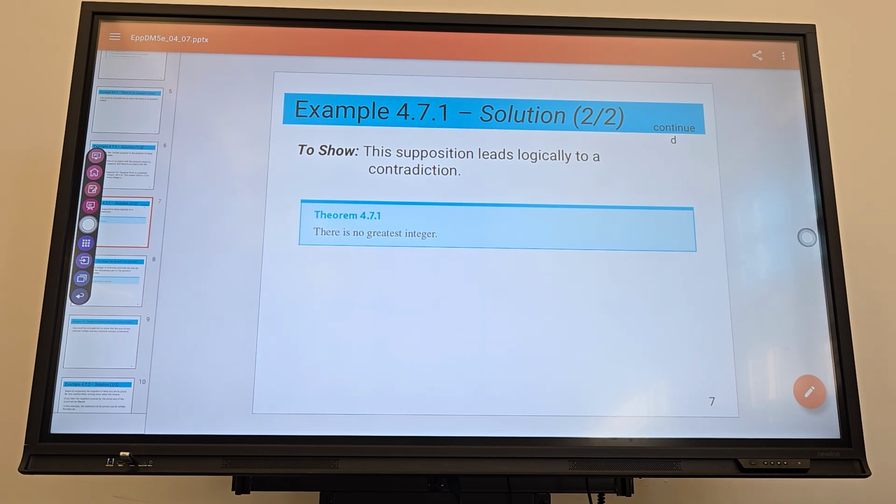Well, if N is the largest integer, N plus 1 is larger than N, and is also an integer because the sum of integers is an integer. So N can't be the greatest integer. So there is no greatest integer.